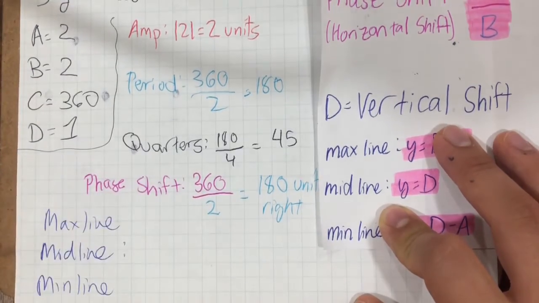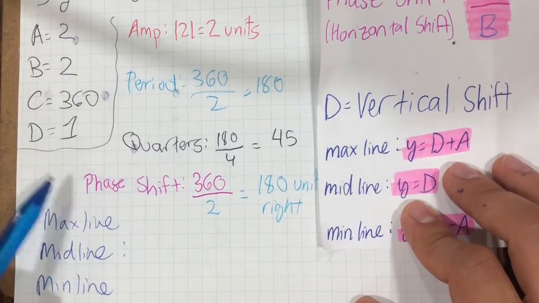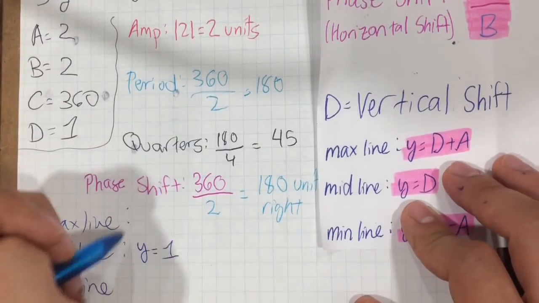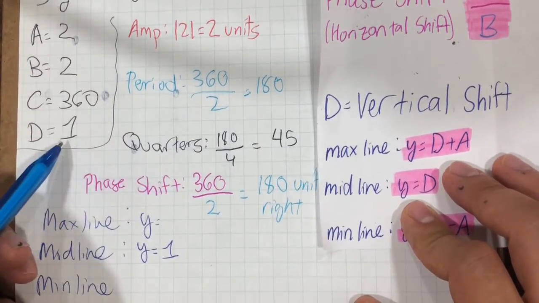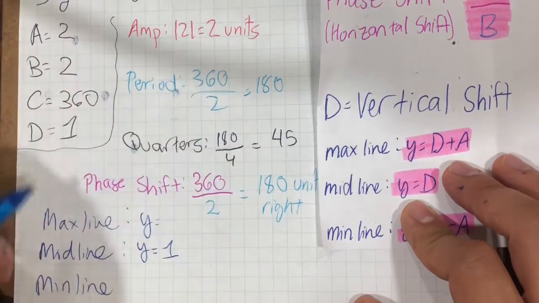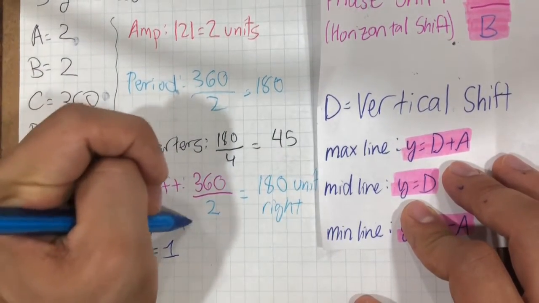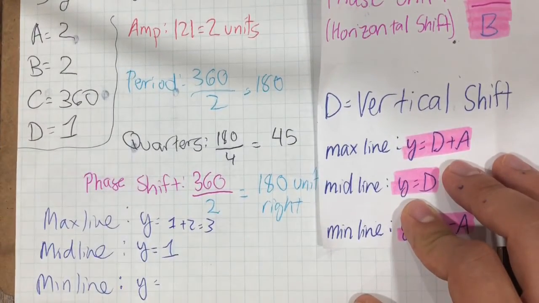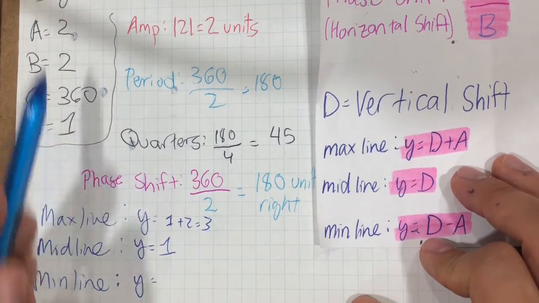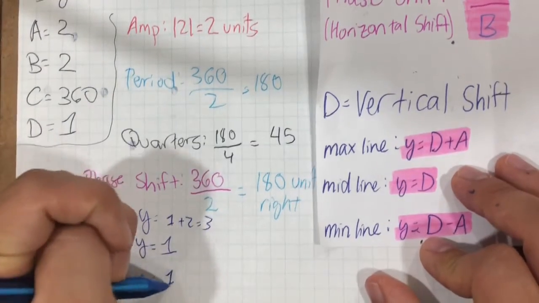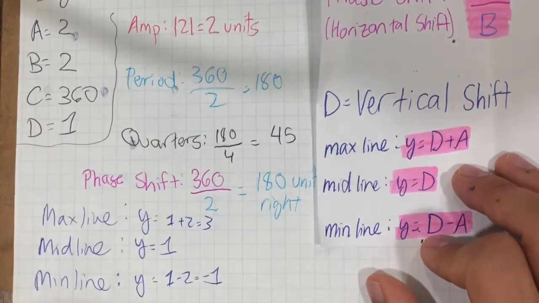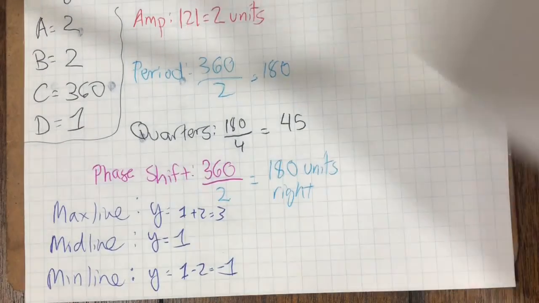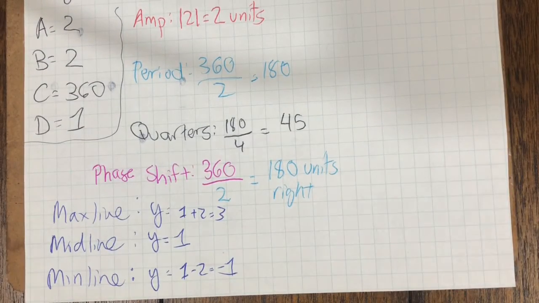Starting with the midline, y equals D, which in this case is 1, so y equals 1. For my max line, we have y equals D plus A, so 1 plus 2 gives me 3. Then for my min line, y equals 1 minus 2, which gives me negative 1. So these are all of my lines. Let's go ahead and make a graph.